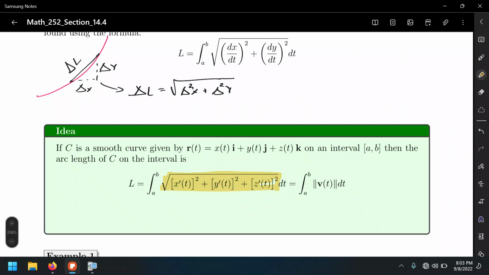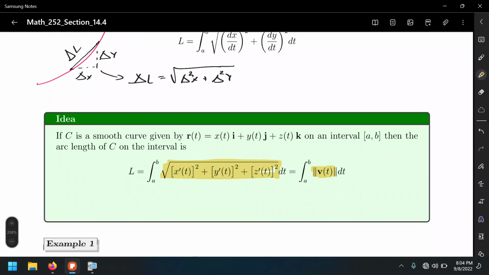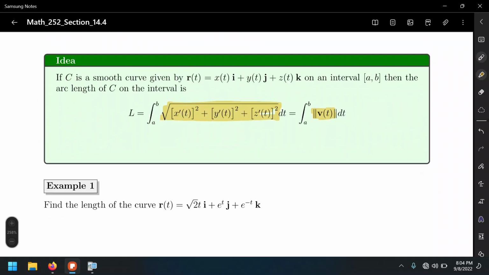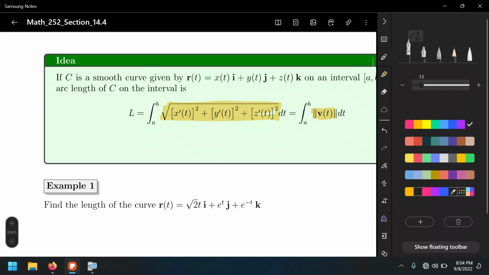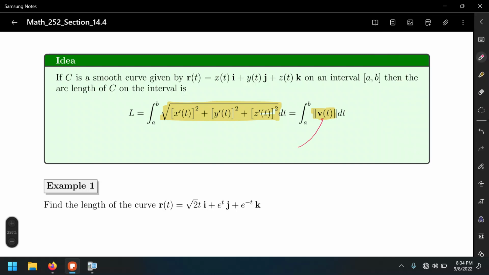Back then, I didn't tell you about magnitudes of vectors in Calc 2 because we didn't get to see vectors. So instead, we went the Pythagorean way, the distance way. Right now, we're doing this in terms of the magnitude of the derivative. Just as part of the notation, this v of t is r prime, the derivative.